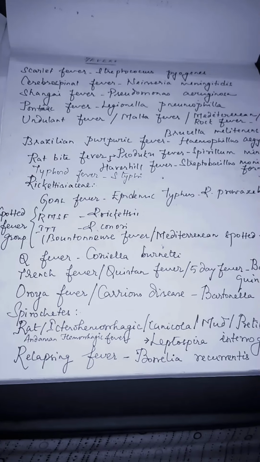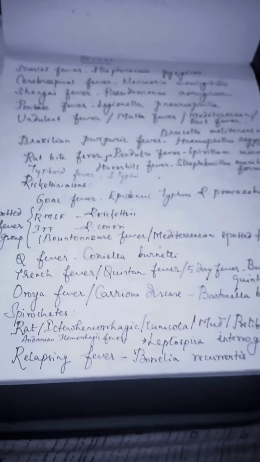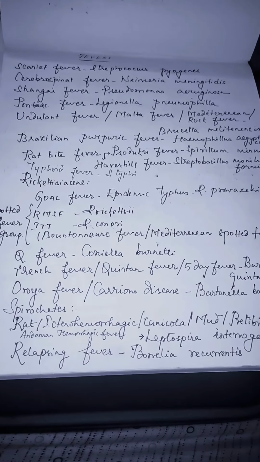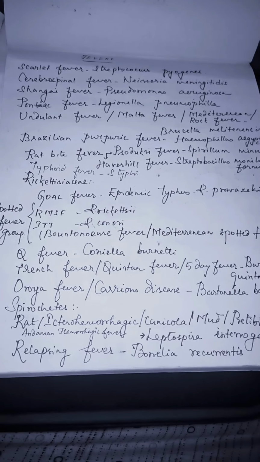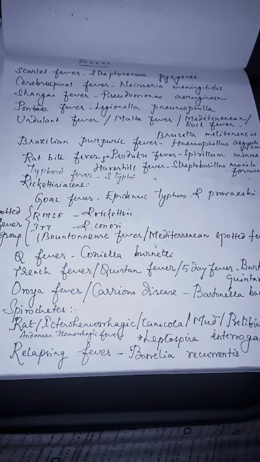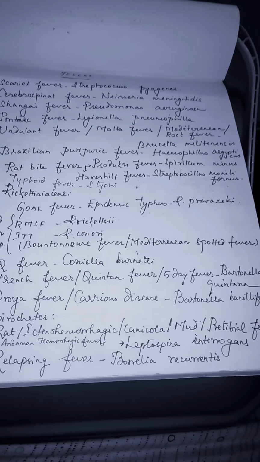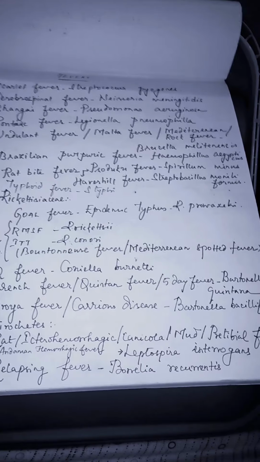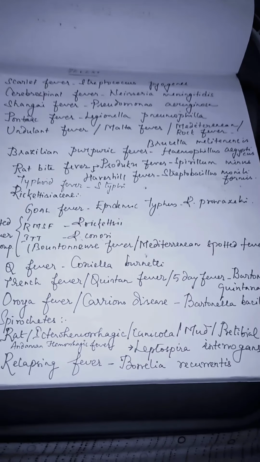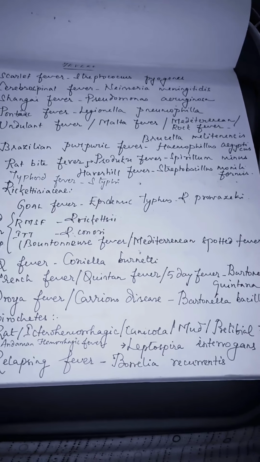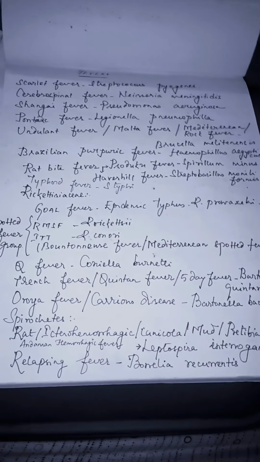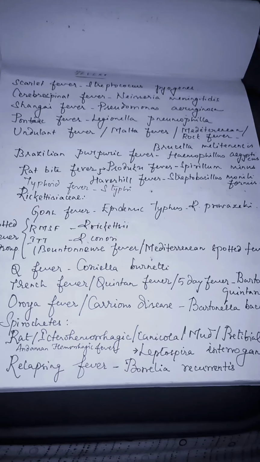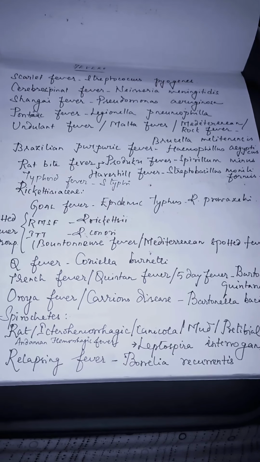And under spirochetes, rat fever or icterohemorrhagic fever or canicola fever or mud fever, which is otherwise called pretibial fever. The organism is Leptospira interrogans, which is rodent borne. Okay, it's one of the most common zoonotic bacterial infections, Leptospira interrogans. Next is relapsing fever, that is Borrelia recurrentis.